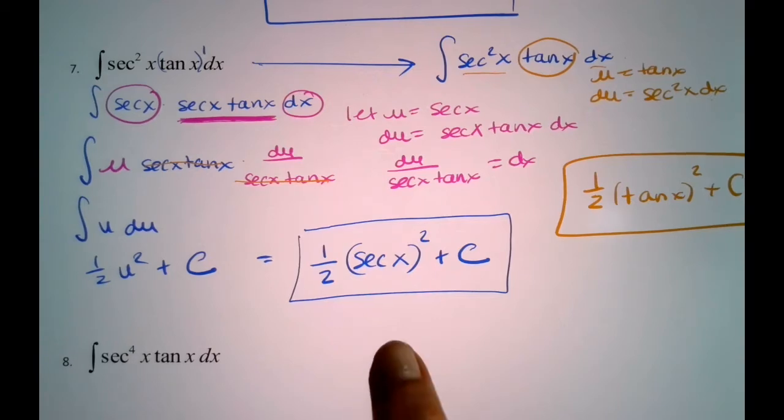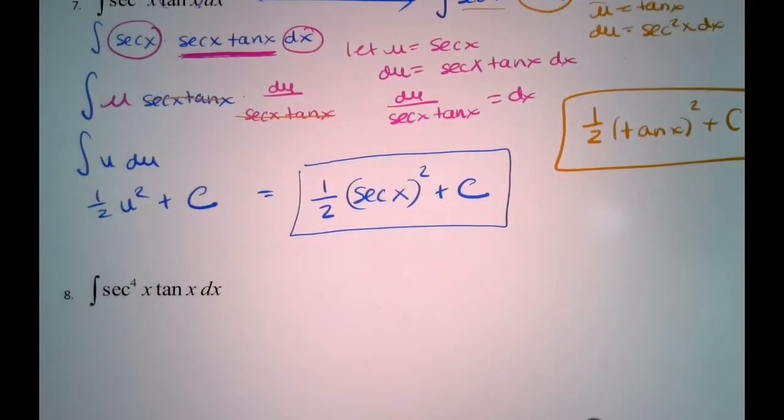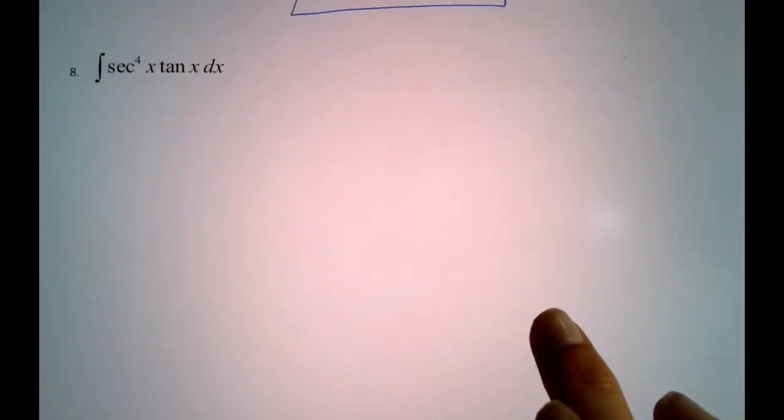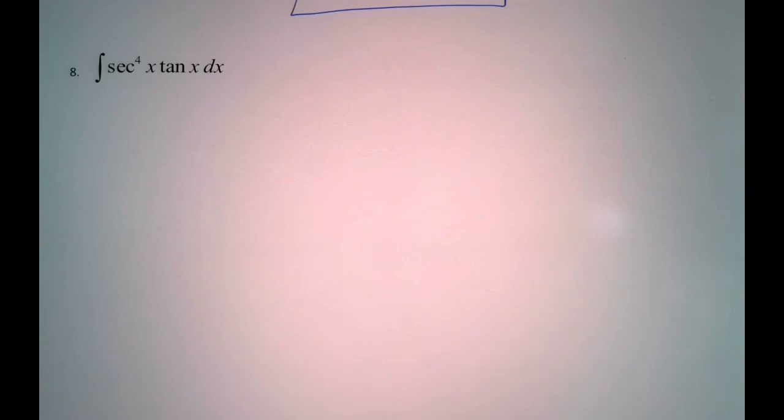All right. So let's handle a couple more problems here. Let's handle 8 and 9 in this video. And then you can take a break and come back to some more stuff. So here we are with 8. Secant to the 4th tan x. Okay.